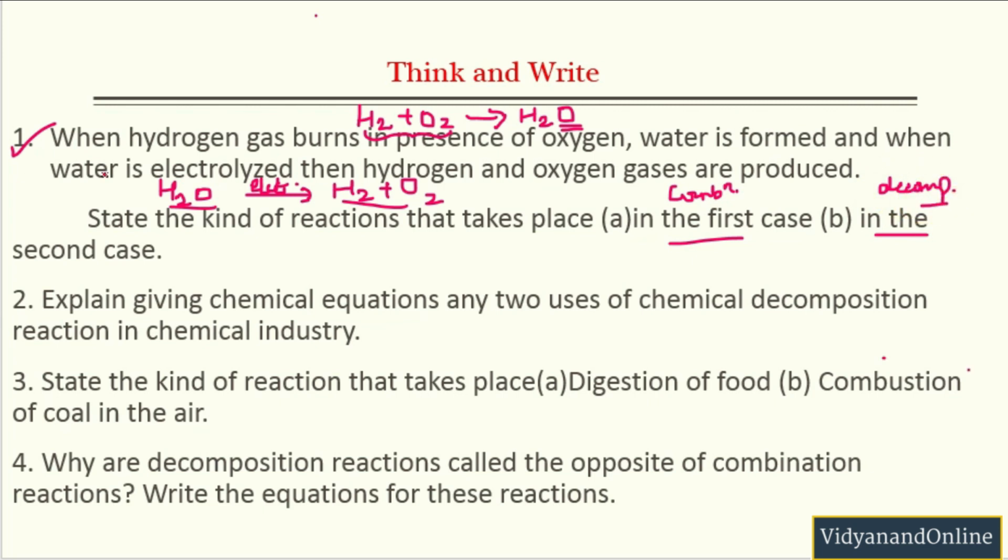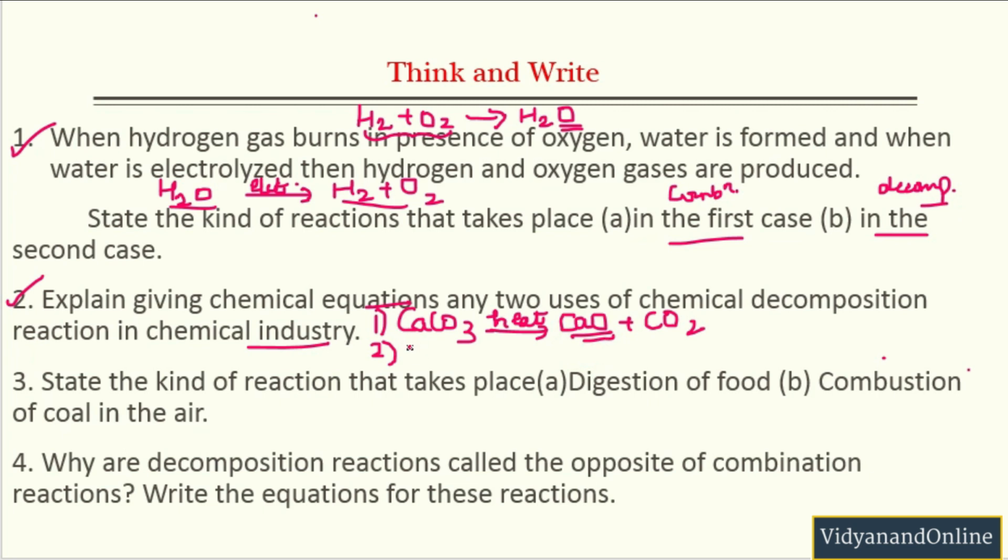Now the second question, explain giving chemical equations any two uses of chemical decomposition reaction in chemical industry. I hope you have given the answer up to this question. Okay, it is very easy. We know that decomposition of calcium carbonate under the action of heat will give me what? It will give me quicklime, which is calcium oxide, and carbon dioxide. Now this calcium oxide is widely used in cement and glass industry.